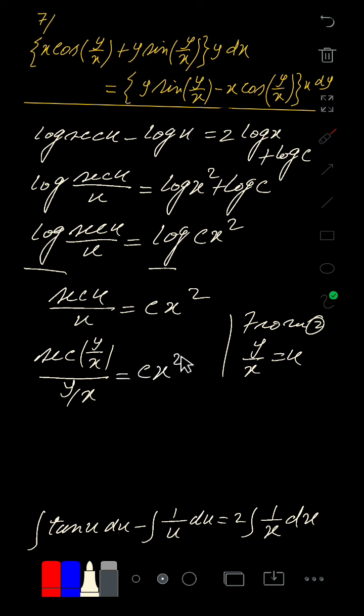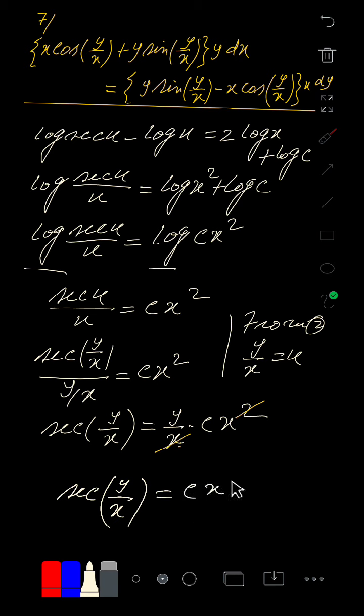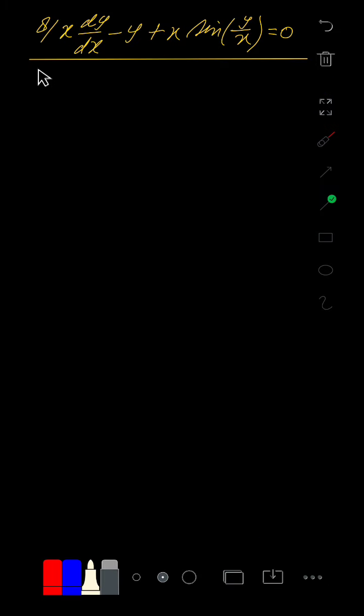For transposing y upon x to the right-hand side, we may write it as sec y upon x is equal to y upon x into c x square. Now cancelling one part of x from the numerator with the x in the denominator, we have sec y over x is equal to c x y, and this is the required solution of the given differential equation.